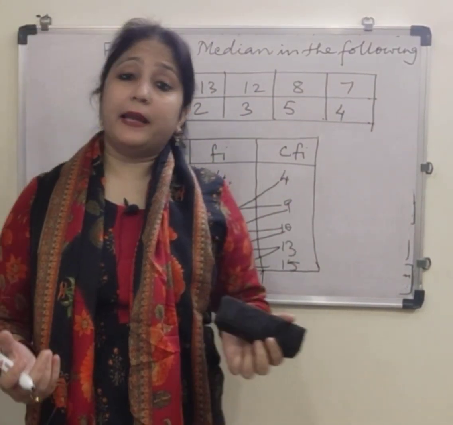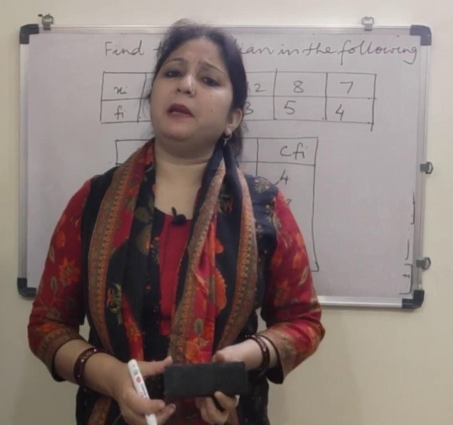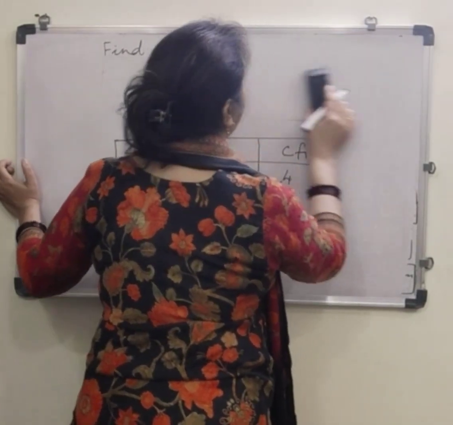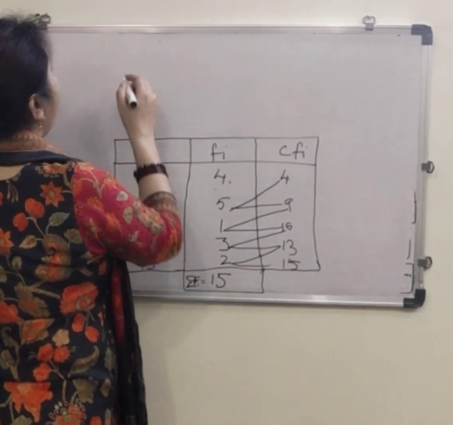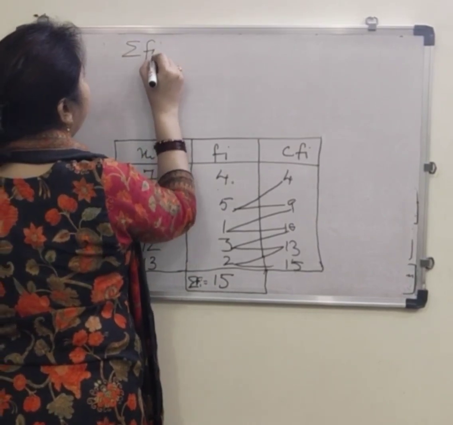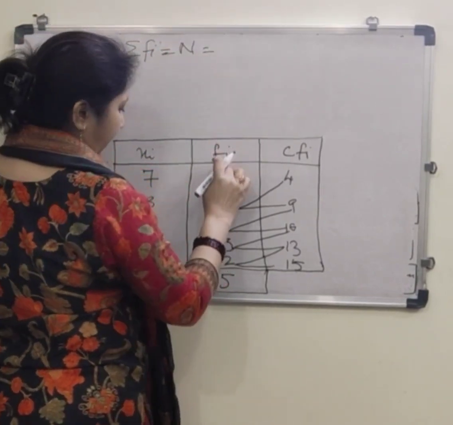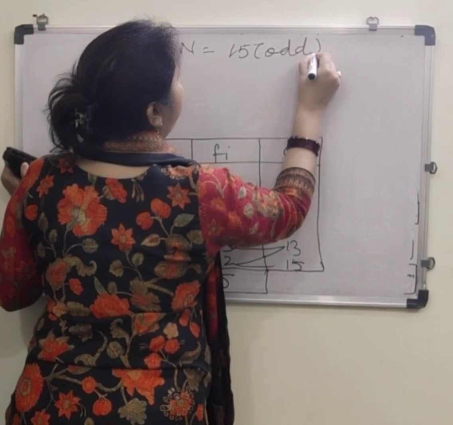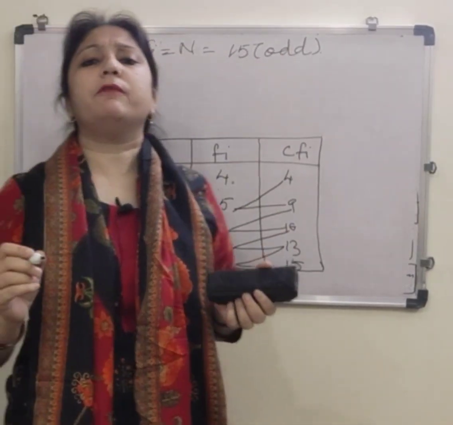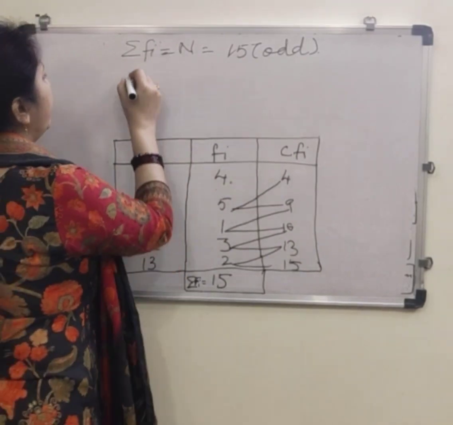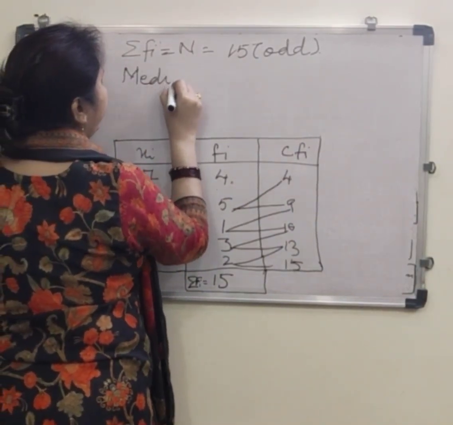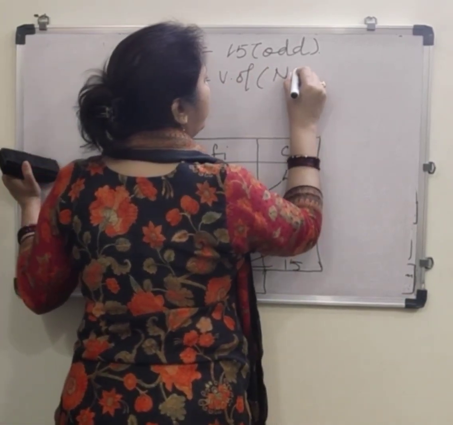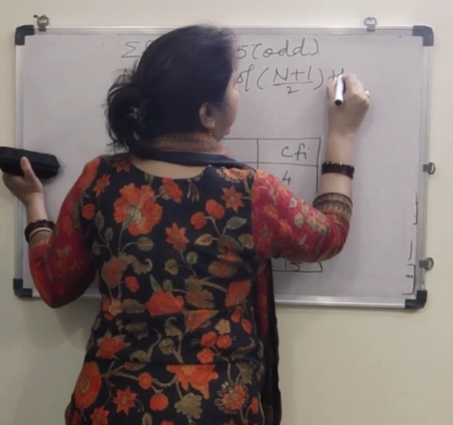Now how to calculate the median for this ungrouped data? Children, nothing to worry. The same pattern we will follow. We will write sigma fi, that is n, is equal to 15, which is an odd number. So we will use the formula for calculating median for an odd number. So median is equal to the value of (n plus 1) by 2th term.